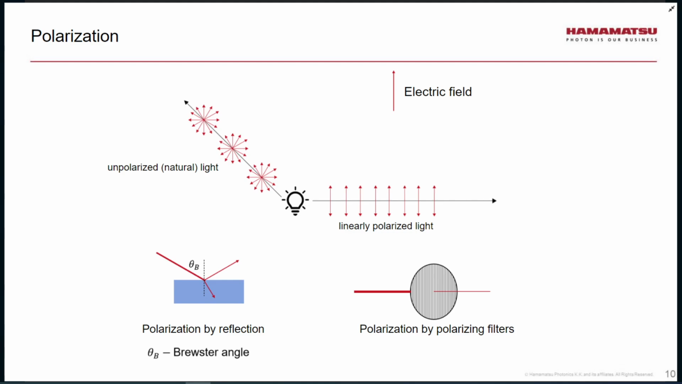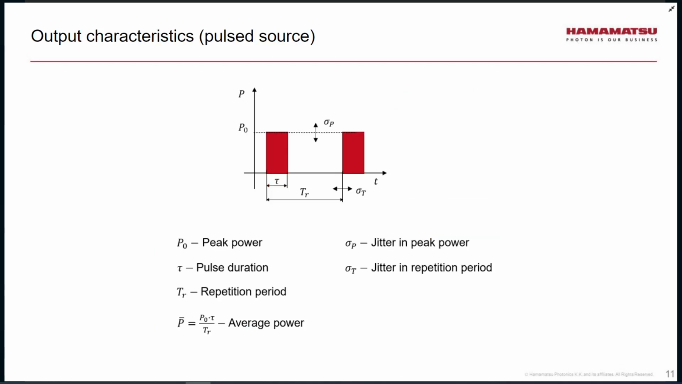It is possible to convert one type of polarization to another. For example, we can polarize light using the idea of Brewster angle, where polarization can be achieved by reflection from, for example, glass when the angle of incidence is equal to the Brewster angle. There are also polarizing filters which can accomplish the same.